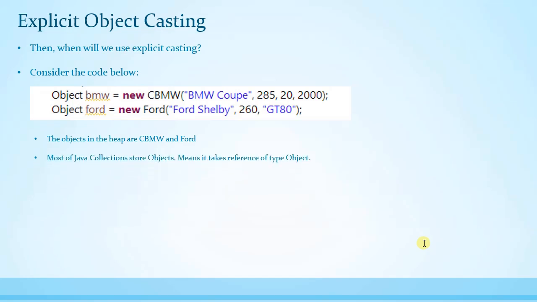Most of the Java collections store objects. That means the methods, whether it is array or list, whatever it is. Suppose we have a method called add, it will accept the parameter as object. So what we can do, we can send our BMW and Ford. Why? Because the reference type here is object. So that's what most of the Java collection expects. It expects a reference of type object. We can store BMW and Ford in any Java collection which takes object reference type.